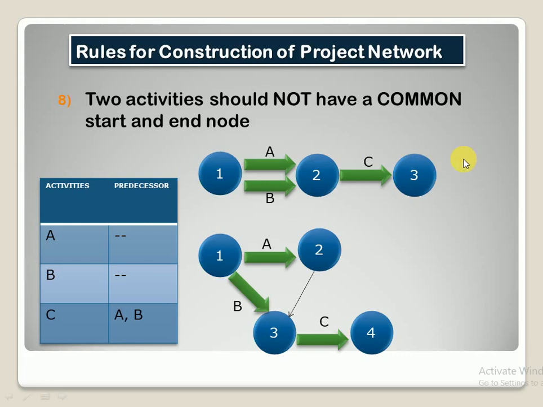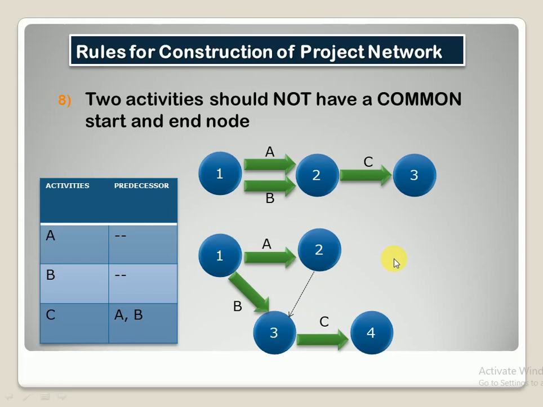Now, how to make this diagram? As far as this example is concerned, you can see that activity A and B both start from node 1, right? And here they don't end at just a common node, but A is ending at 2 and B is ending at 3. Both activities are starting from a common node but ending at two different nodes. As per the rule we have discussed before, this is also incorrect, right?